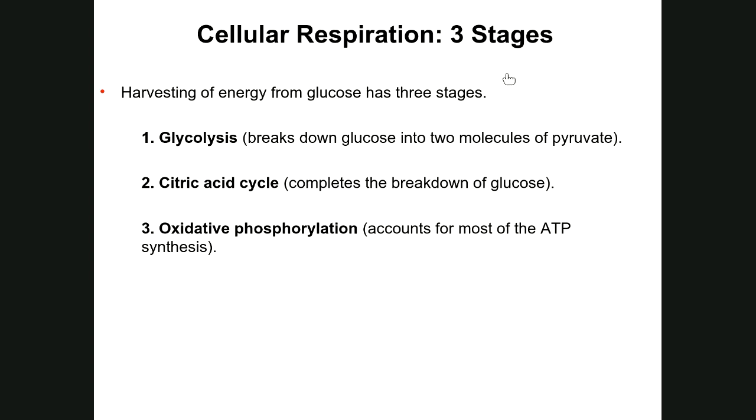So as I said before, cellular respiration is a three-stage process. These are the three stages: glycolysis, citric acid cycle, oxidative phosphorylation. Lysis means to break. Glycolysis has to do with the breakdown of the substrate glucose.